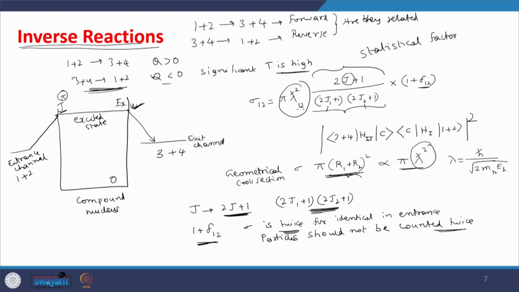So, to summarize today's lecture, I have discussed the reaction rate for gamma induced reactions, and then the mass fraction concept, then something about the Maxwell Boltzmann distribution, and I started discussing the inverse reactions. And in the next lecture I will continue the concept of inverse reactions, how to relate the cross section of the forward reaction to the cross section of the inverse reaction.